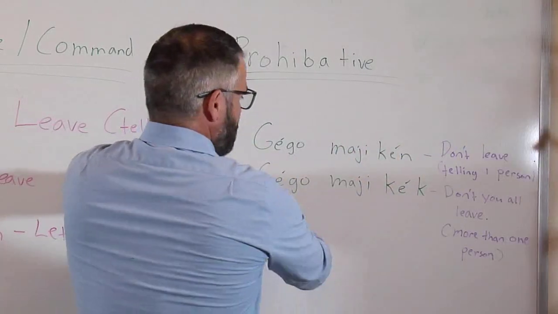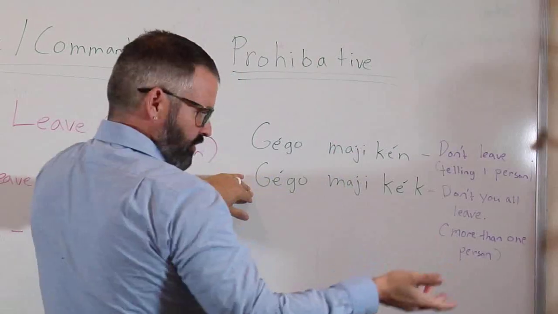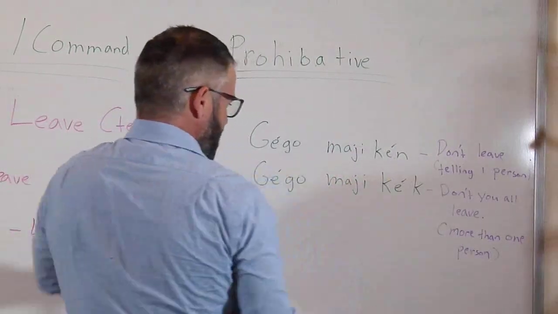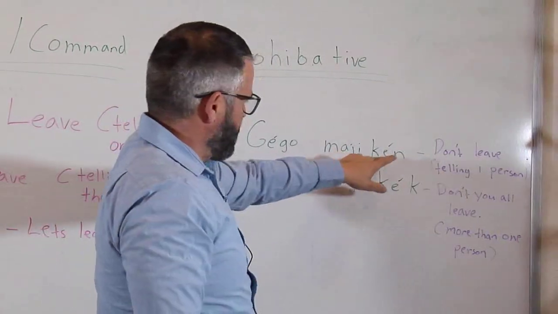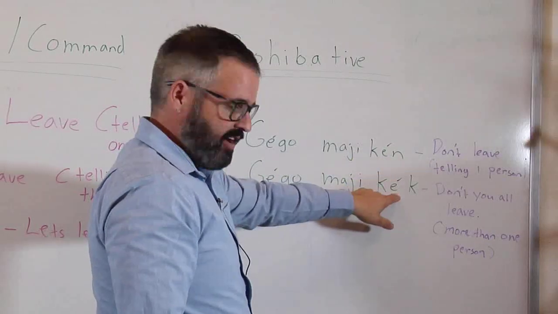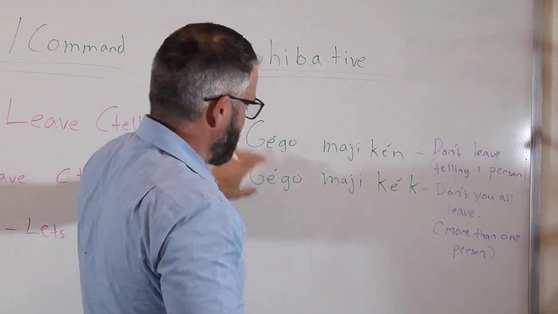Telling one person. Gago maji kak. Don't you all leave. Gago maji kak. Again, so you got the can for one person, the kak for more than one, and you have to have the gago as part of it.